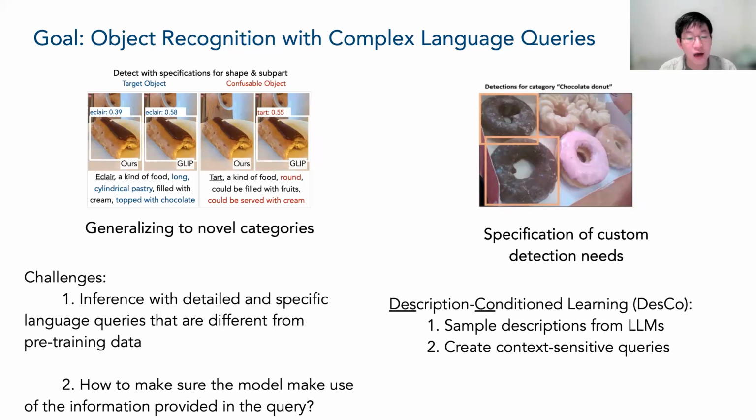And the second thing is, we find that even if you get your hands on a lot of this kind of descriptive data, like the one you will see during inference, the model still may not actively make use of the information provided in the query without proper guidance. So that will be the second focus of the talk: how can we force the model to actually read the descriptions. And with that, we will combine it into our paradigm, which we call description conditioned learning, called DesCo.